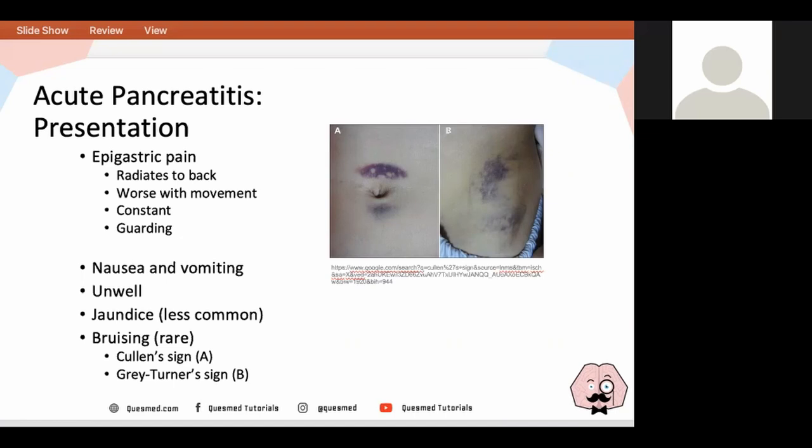Jaundice is really quite uncommon, but it might be present in patients with severe gallstone pancreatitis. For a patient who presents with painless jaundice, you'd also want to exclude a diagnosis of pancreatic cancer. Cullen's sign is the bruising around the umbilicus, which we've discussed earlier, and Grey Turner's sign is bruising of the flanks, and both of these are associated with hemorrhagic pancreatitis.